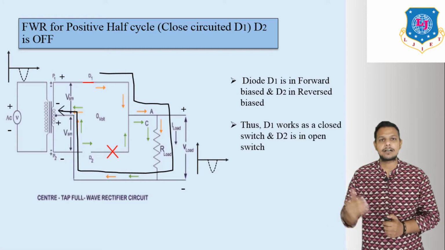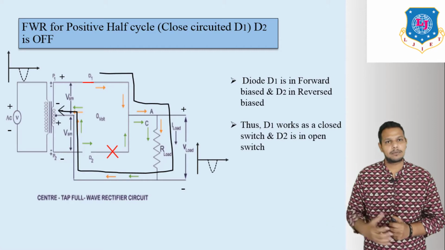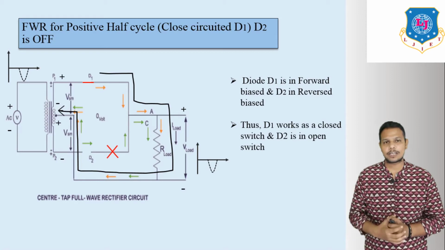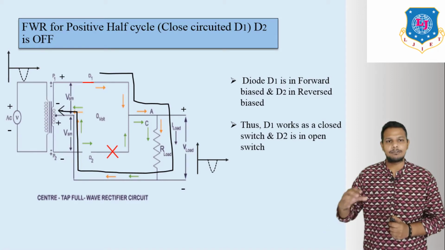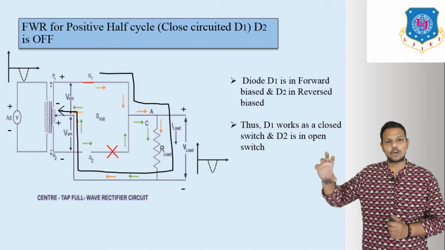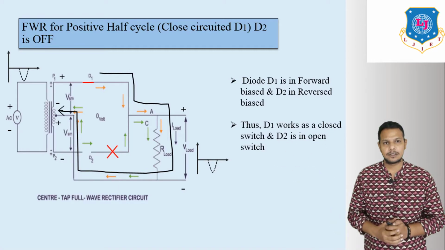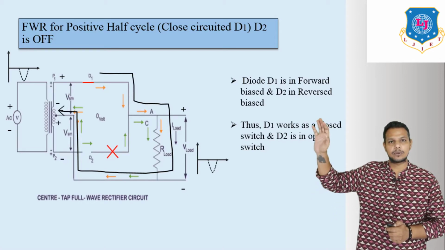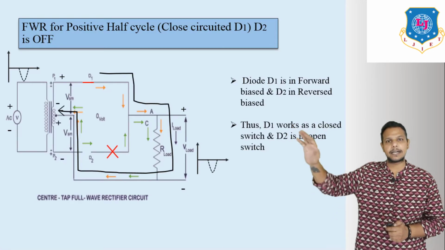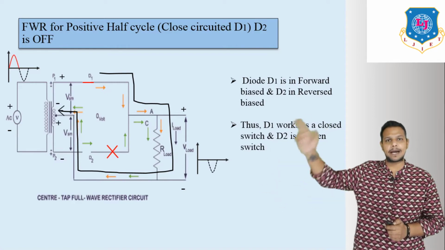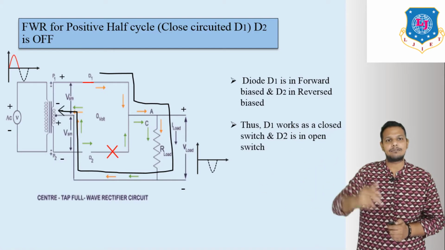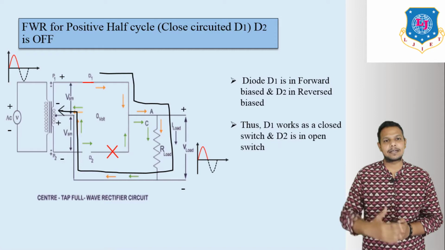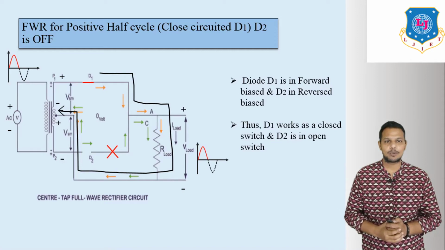So D1 works as forward biased, or closed circuited, and D2 works as open circuited. So that means we will get output across this load resistance. It is similar to whatever we applied on the input side. Like we applied positive half cycle and we will get positive half cycle at the output side.